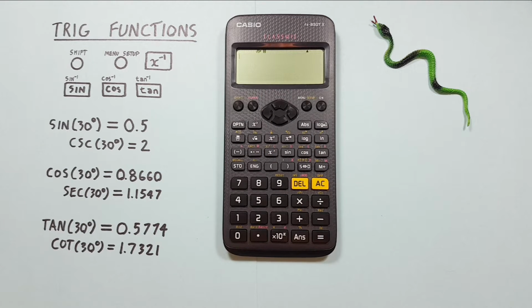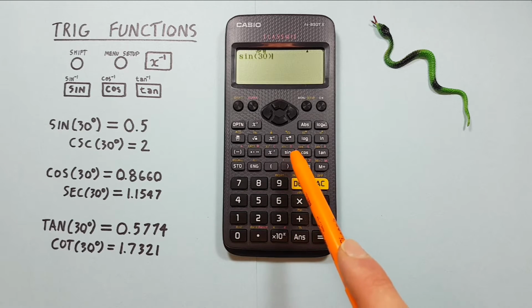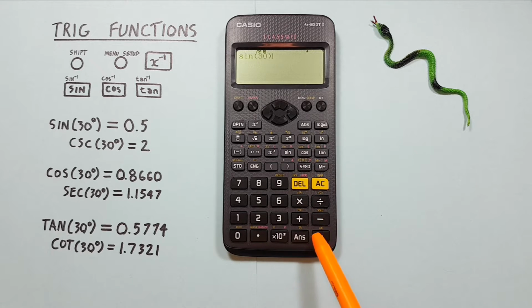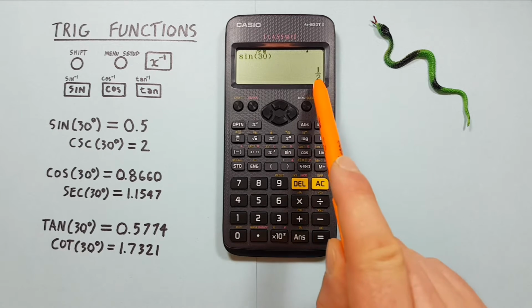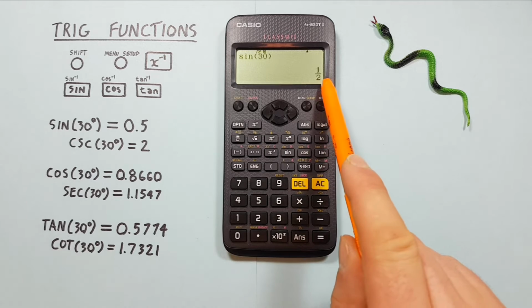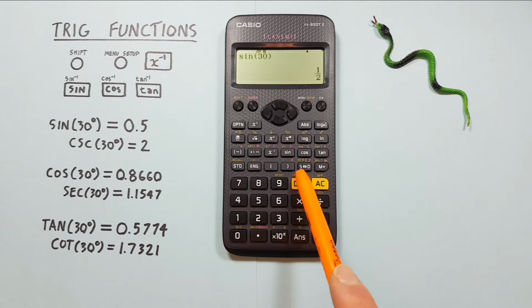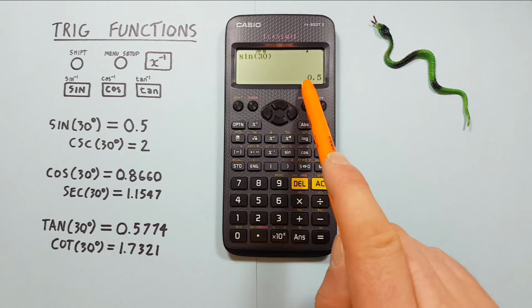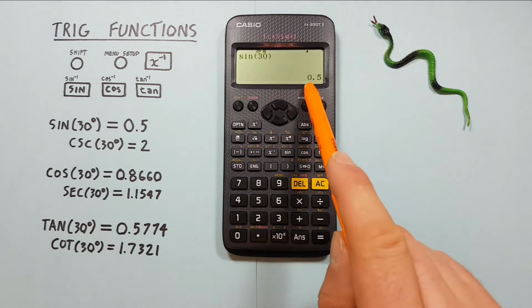Starting with the basics, let's look at sine, cosine, and tan. If we want to find the sine of 30 degrees, we start by pressing the sine, and then 30. And then it's good practice to close your brackets, and then press equals. We see this gives us 1 over 2, which can be converted to a decimal with the S to D key here. There we go. So sine of 30 is equal to 0.5.